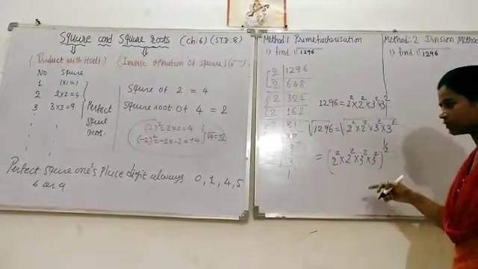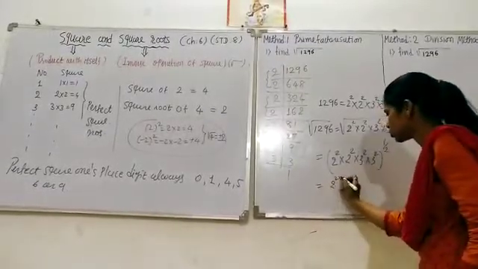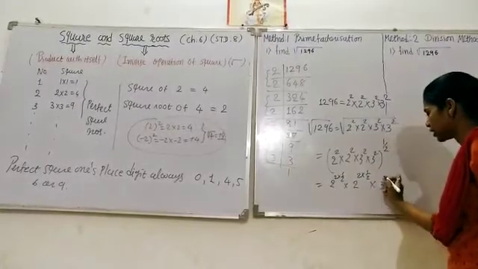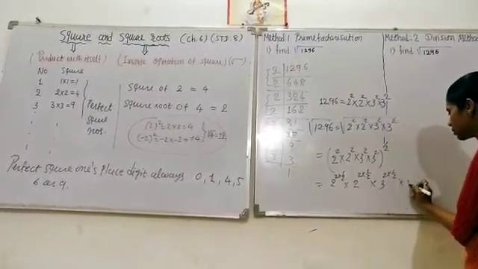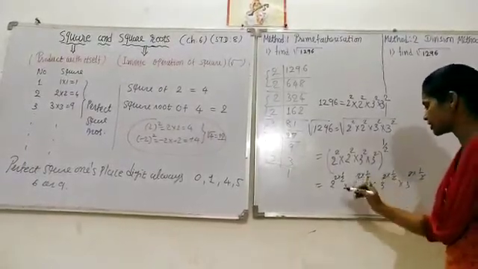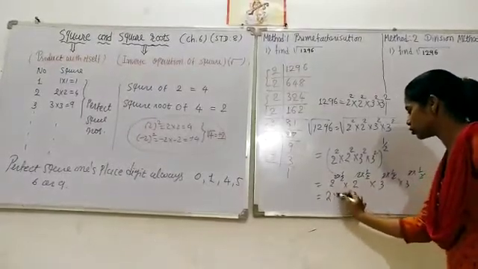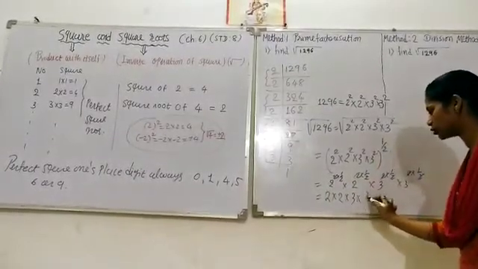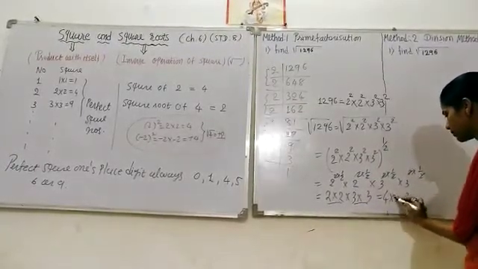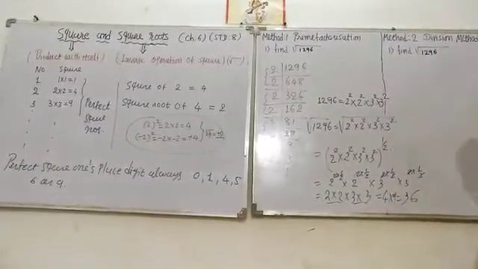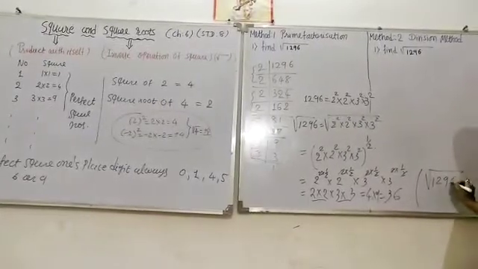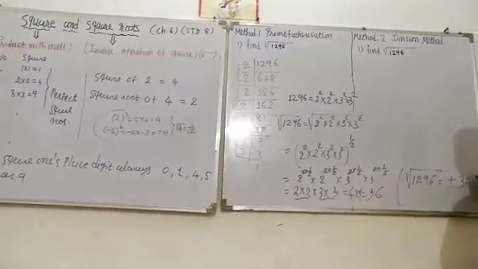Now take the individual power of each base. So 2 raised to 2 into half, into 2 raised to 2 into half, into 3 raised to 2 into half, into 3 raised to 2 into half. 2 1s are 2, 2 1s are 2, 2 1s are 2, 2 1s are 2. So you have 2 into 2 into 3 into 3. 2 2s are 4 and 3 3s are 9. 4 into 9, so 36 is your answer. You can write your answer this way: square root of 1296 is equal to plus or minus 36.